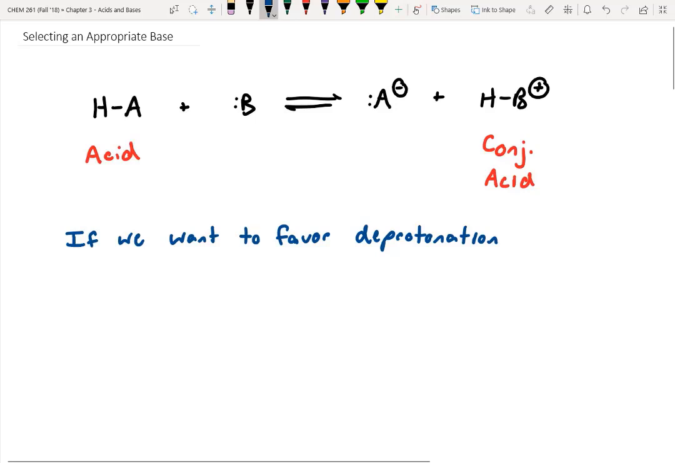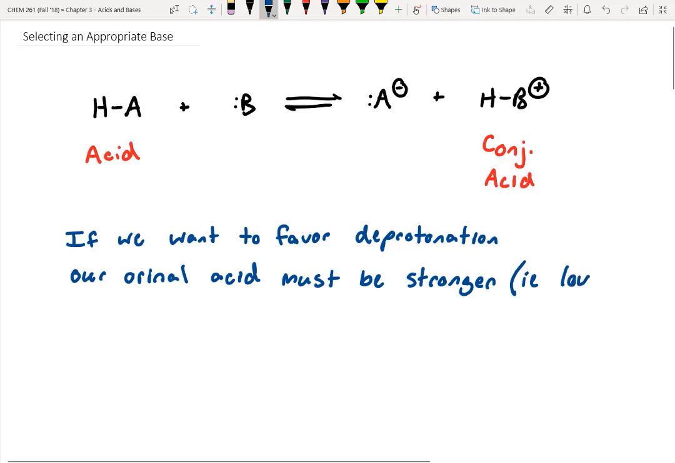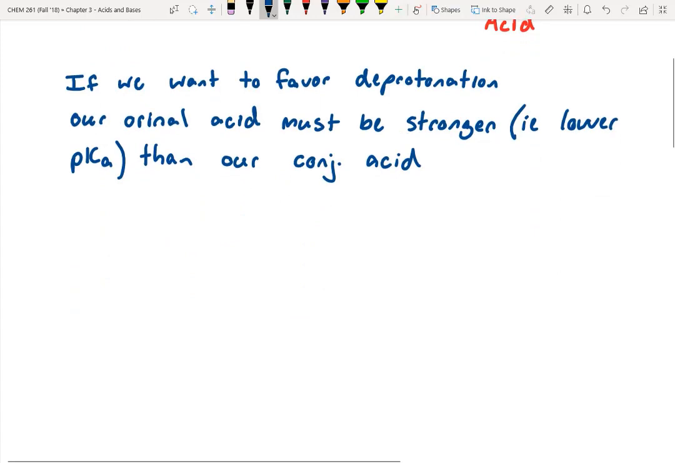If we want to favor deprotonation, our original acid must be stronger, i.e. lower pKa, than our conjugate acid. Seems really simple, right? If that acid that we're starting with is stronger, it's going to push the equilibrium towards the product side. Okay, so let's take an example of this.